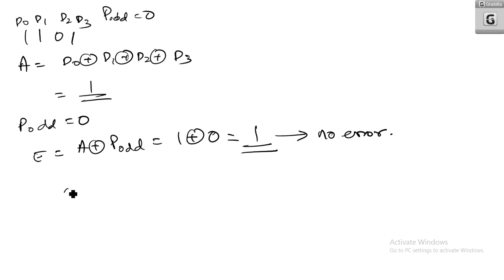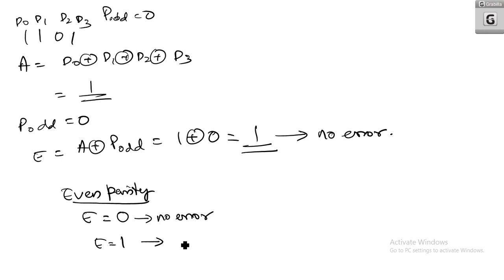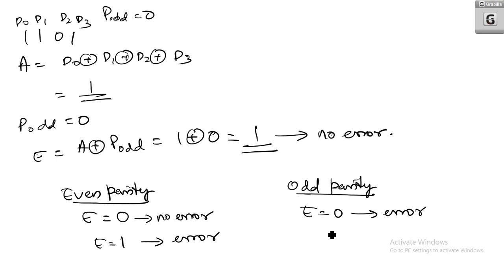Okay, to finalize, to wrap up: for even parity, if E is equal to 0, there is no error, and if E is equal to 1, there is error. Whereas for odd parity, if E is equal to 0, there is error, and if E is equal to 1, there is no error. Okay, so that is the wrap up.